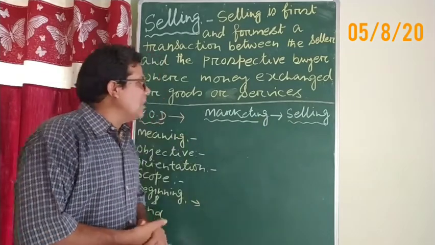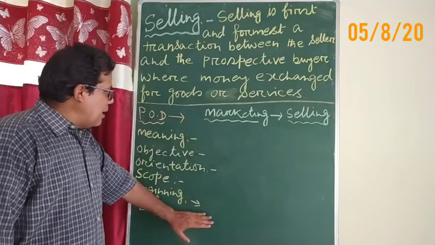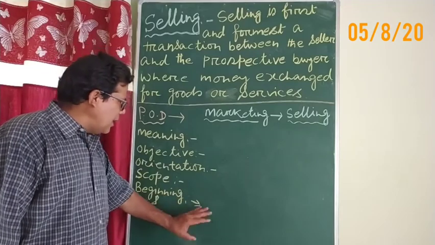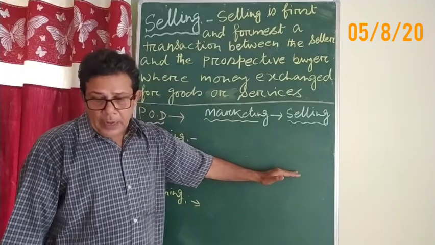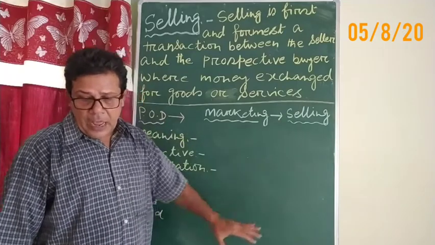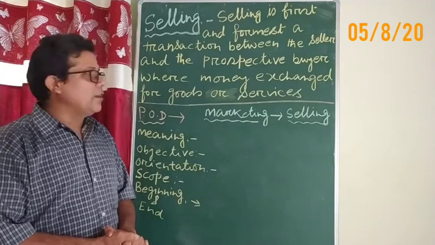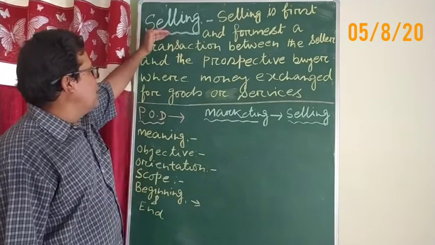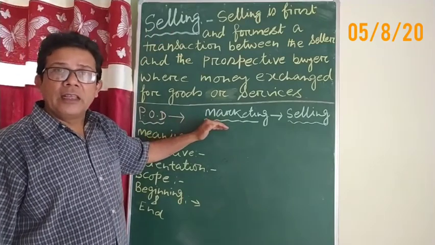So these are the differences between marketing and selling. Marketing starts before the product and is a continuous process; there is no end to it. Selling begins after the production and ends with the sale. I hope it is clear to you. So today I discussed only the meaning of selling and then the difference between marketing and selling.